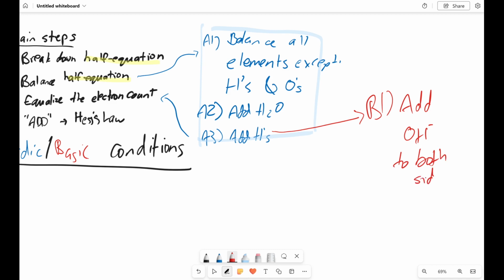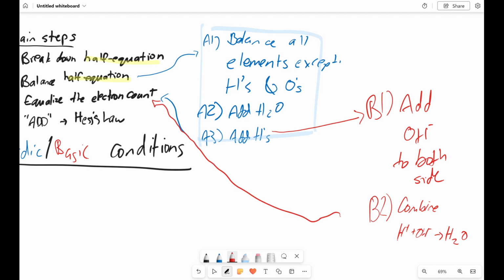And this is going to neutralize our remaining H pluses. Remember, basic conditions instead of acidic conditions, and freestanding hydrogen ions are going to contribute to an acidic condition. And then B2 is going to be combine H plus and OH minus to make H2O, right? And then after that, we're going to balance our electron count and add using Hess's law.